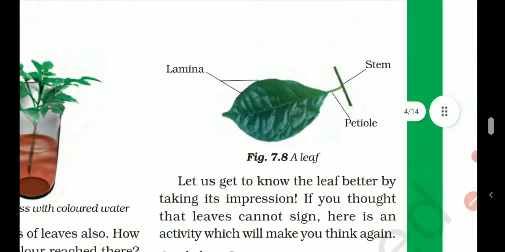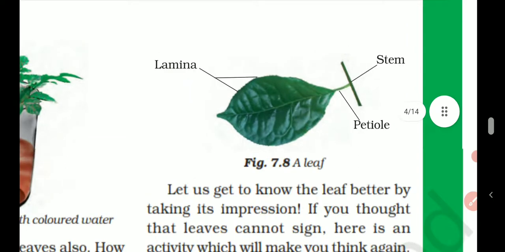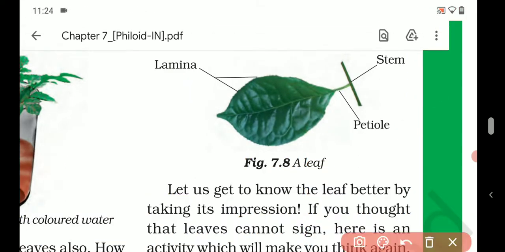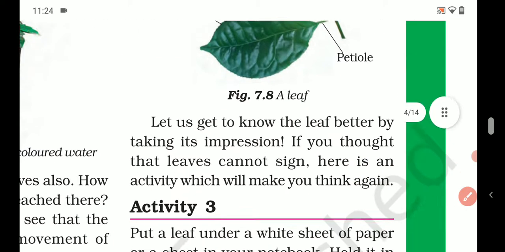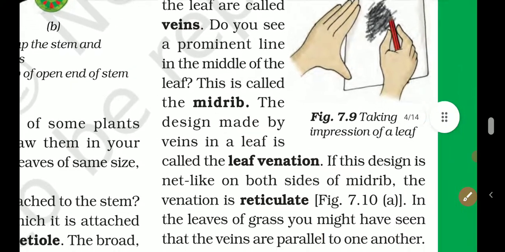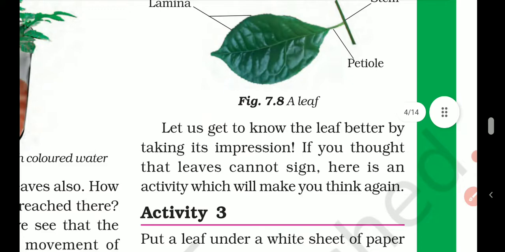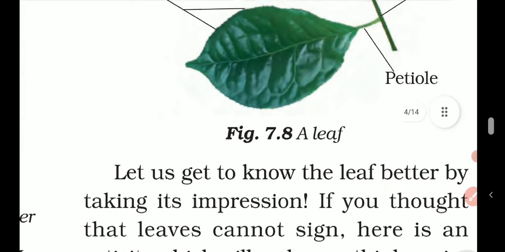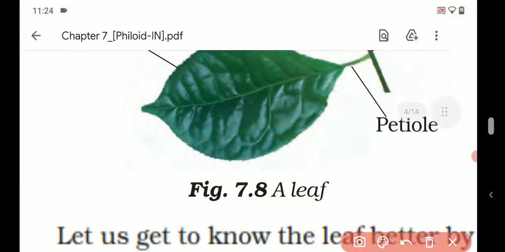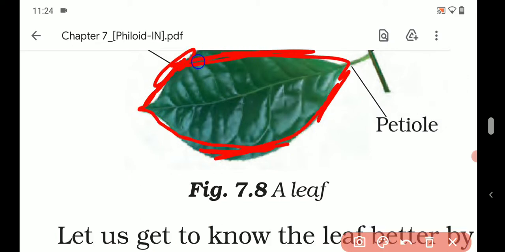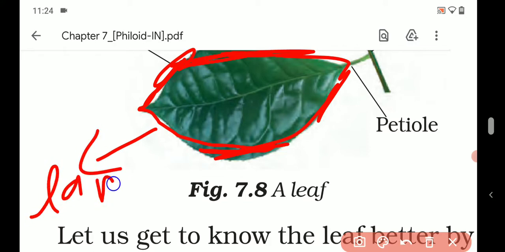So here you can see that it is given a beautiful leaf and there are parts of it. This is the lamina. Now what is a lamina? Lamina, the border of the green part of the leaf, is called lamina. Lamina is a broad part, that is the green part. You can see, if you don't understand, this is the broad green part, the border, and it is called lamina.